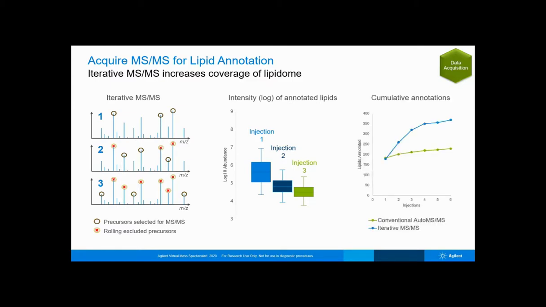The figure on the right shows a comparison between the 2 modes. With repeat injections in conventional auto MS-MS mode, only a small increase in annotated lipids is observed. In contrast, iterative MS-MS shows a significant increase in the number of annotated lipids. The number of injections done for iterative MS-MS depends on the complexity of the sample and the chromatography. For our cell-based study, we determined 5 iterative injections was sufficient.